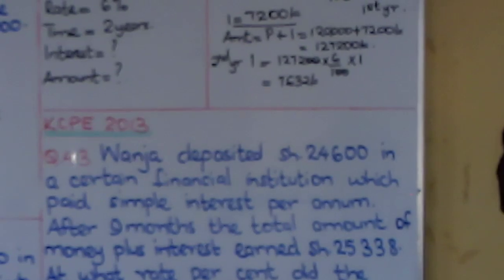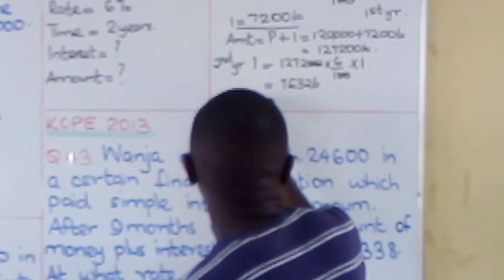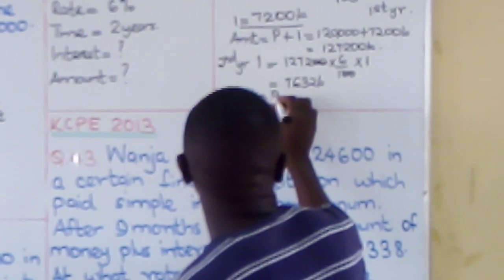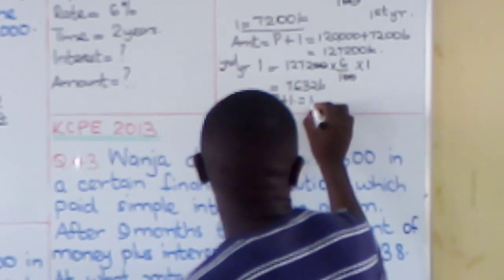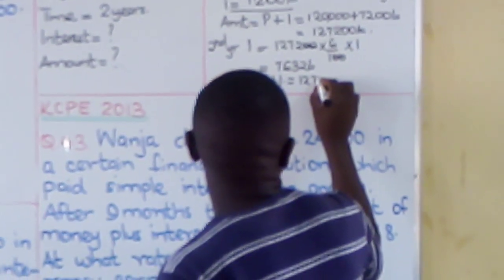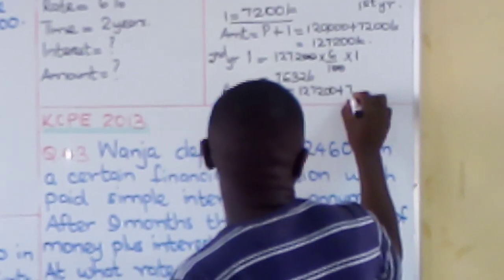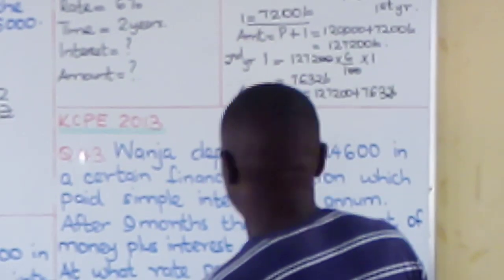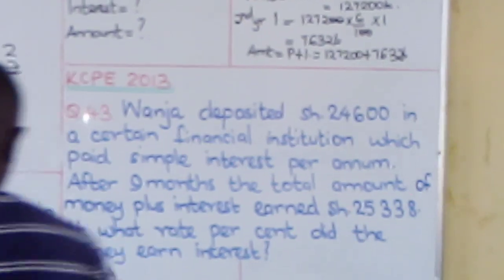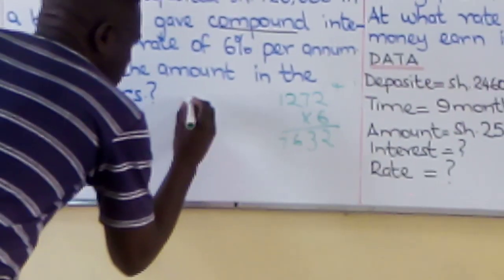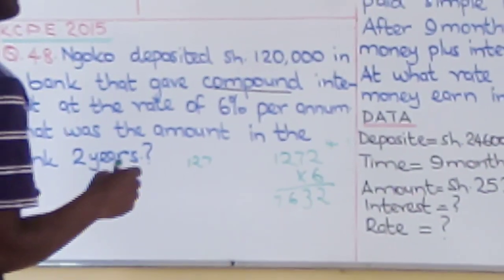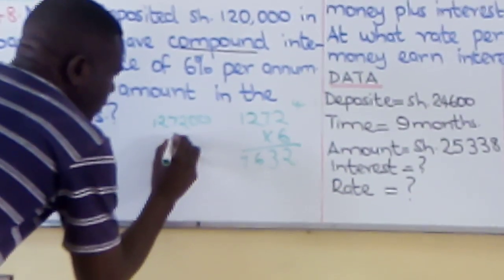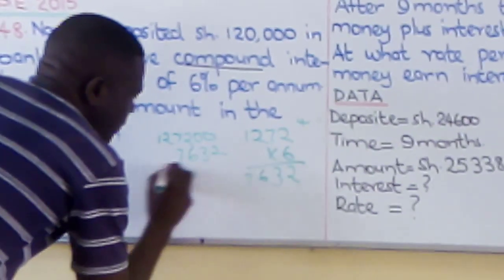And so we add the interest to the principal to get the amount. And that would be 127,200 plus 7,632 shillings. Yes? Let us add again here. 127,200 plus 7,632.